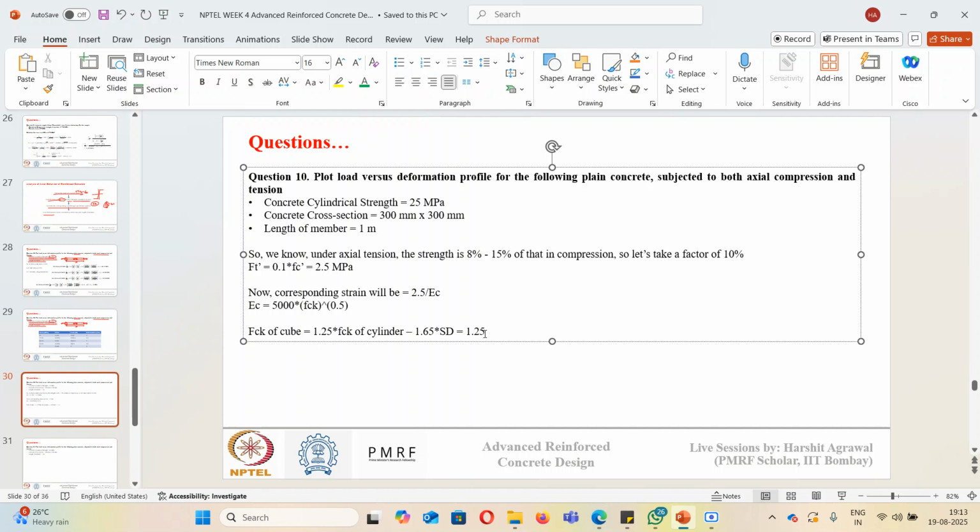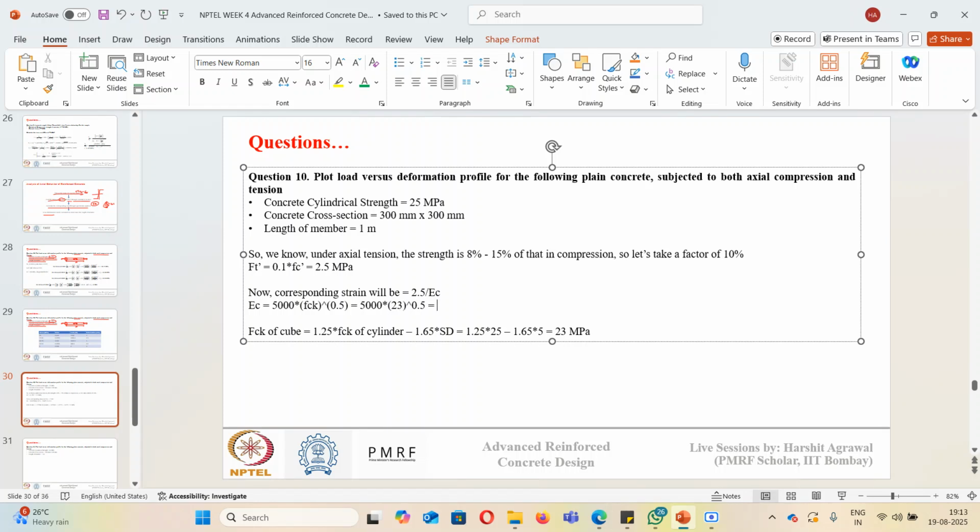So it will be 1.25 times 25 minus 1.65 times 5. This will give me strength of 23 MPa. So this is the characteristic cube strength of this grade of concrete. Now if I know this, I can calculate Ec, the modulus of elasticity of concrete, and this will come out to be 5000 times 23 to the power 0.5.